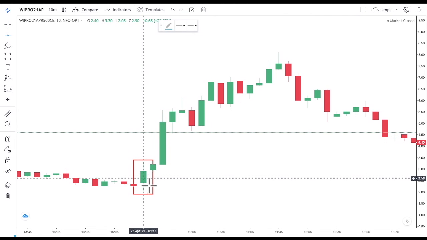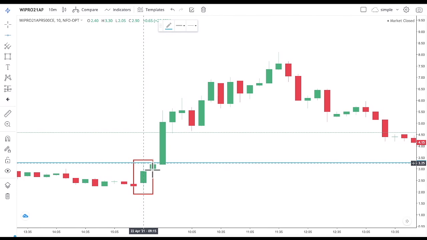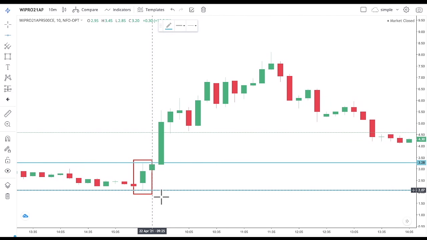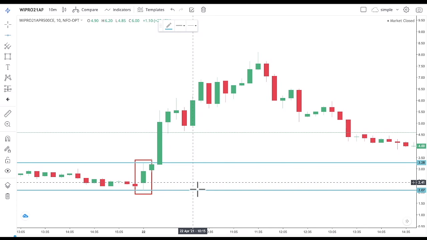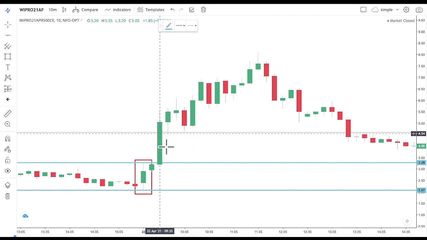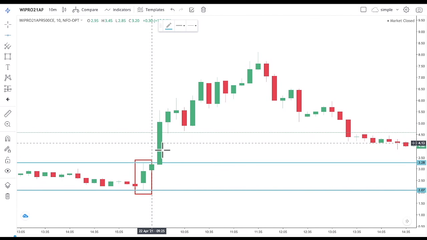Okay, now what is the high of this first candle? This is the high of the first candle, right? Where will we keep our stop loss? Our stop loss will be here at the low of the first candle. Here only I would like to clarify a doubt. If the first candle is very big like this, you have to keep the stop loss only up to 60%.